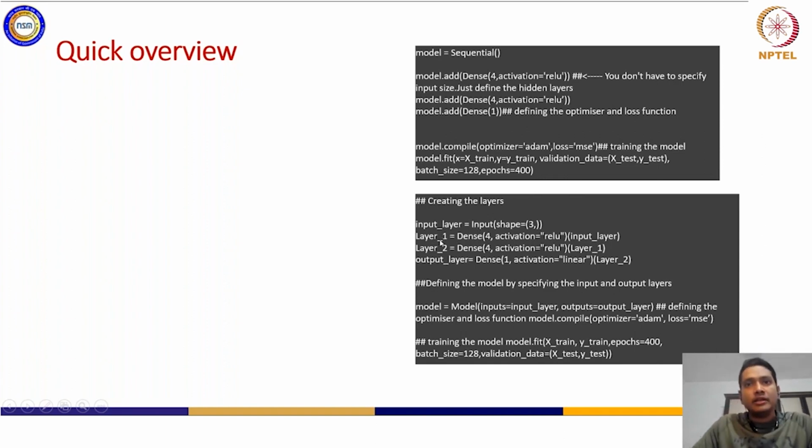Okay, so layer one we are defining now. So all these layers that we have defined here and added: model.add this dense layer, this dense layer, and this dense layer.